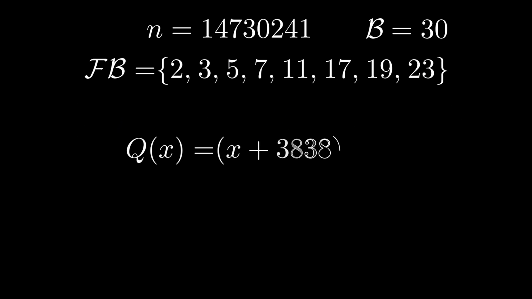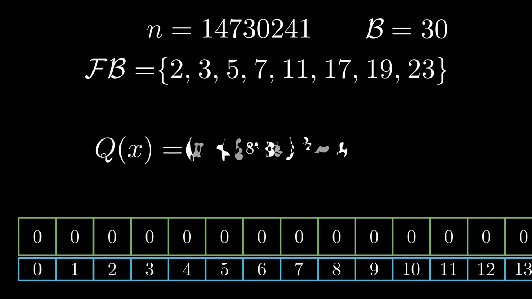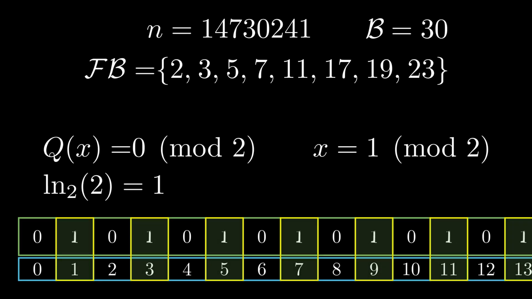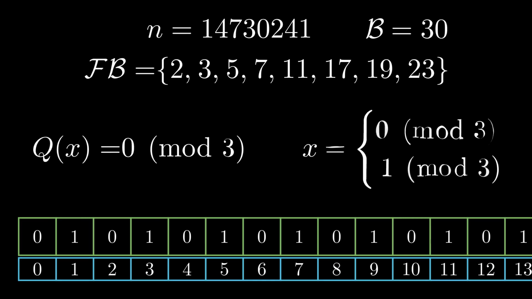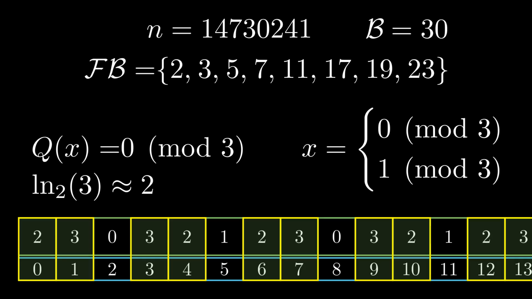Next, we define Q(x). We fill a table with 0, and we start sieving. We start with the first prime, 2. We solve the equation Q(x) equal to 0 modulo 2. We get one solution, x equal to 1. We add 1 to the odd indices. Next, we solve the equation modulo 3. Now we get two solutions. We add 2 to corresponding indices.